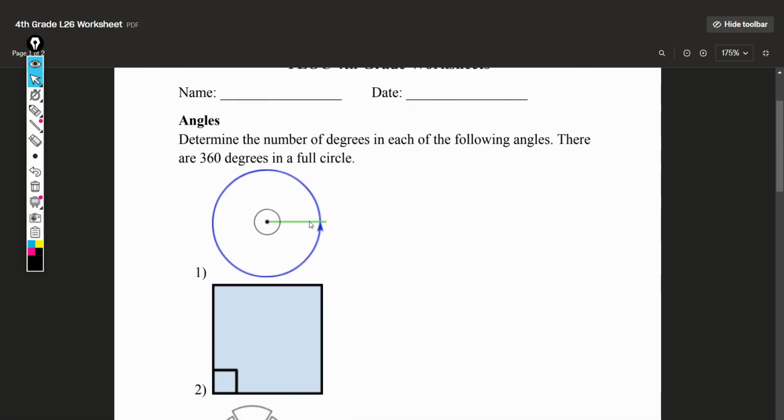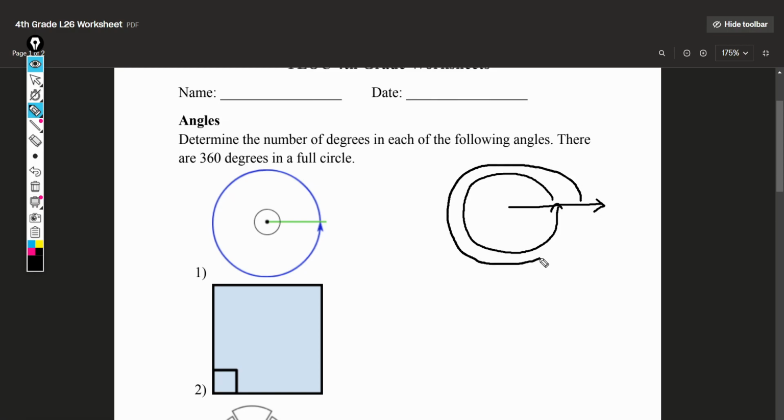So we're going to find the number of degrees in each of the following angles, and we are told that there are 360 degrees in a full circle. If we turn around, if you pretend we're looking in this direction and then turn around 360 degrees, that would mean we've gone in a full circle. So we'd be looking in the exact same direction we started looking in. Going all the way around is like drawing an entire circle. So this first one is a 360 degree angle because it goes all the way around.